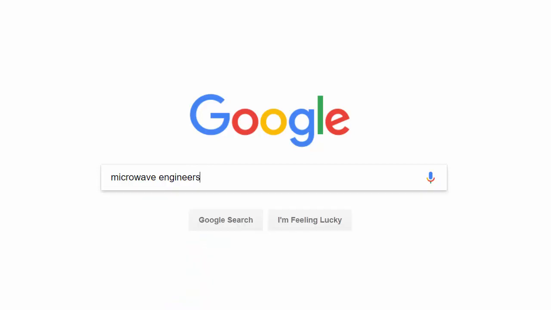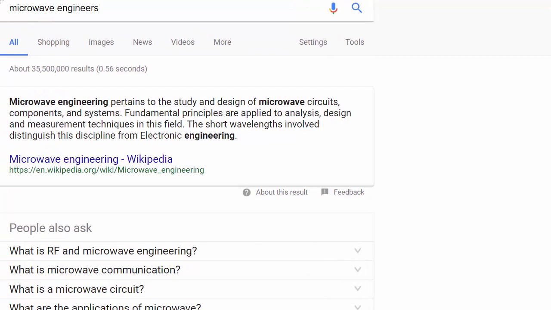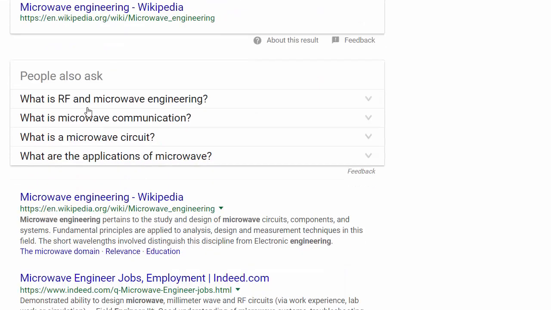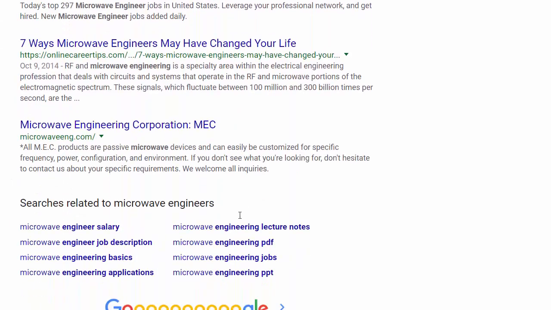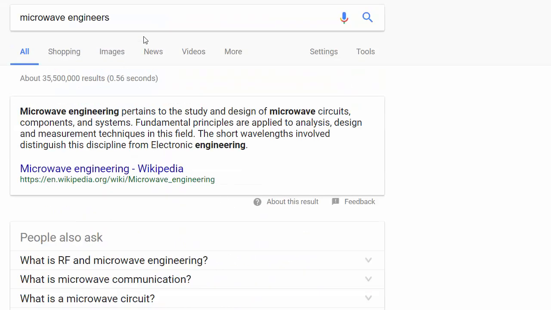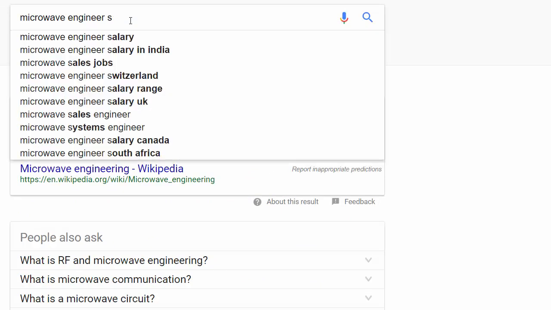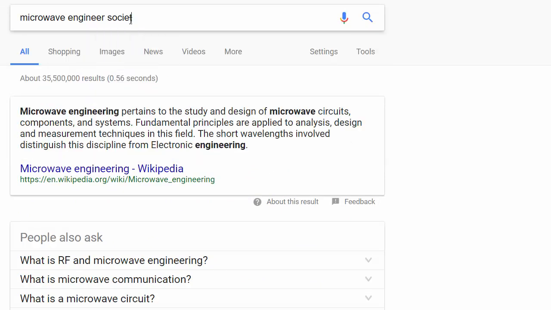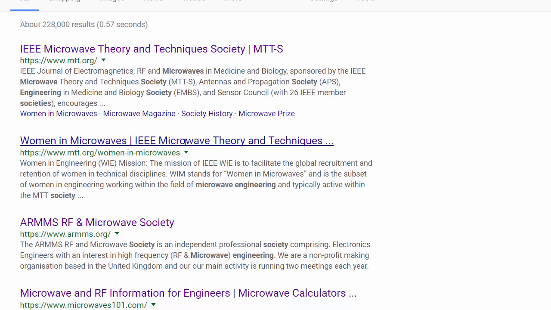All right, so first of all, what I did was I just Googled it. And I didn't even know there were microwave engineers. It makes sense that there are, but you never know what you don't know until you learn something new, right? So what I'm going to do is quite simple. I'm going to look for a society or an association. Okay, here are some that come up.